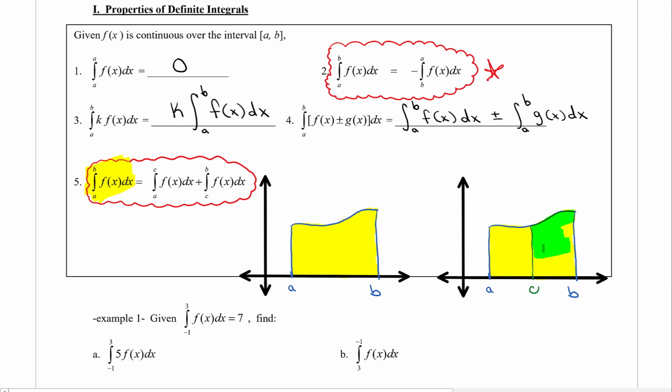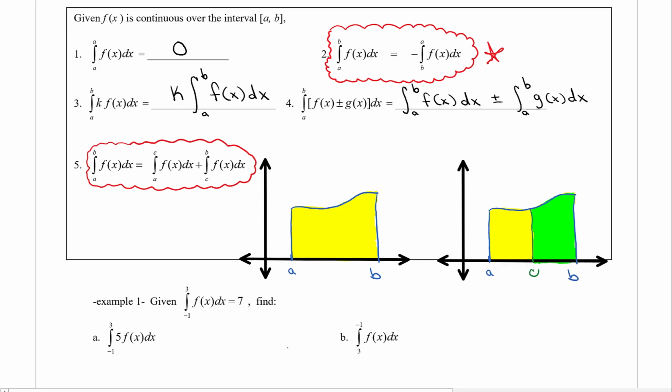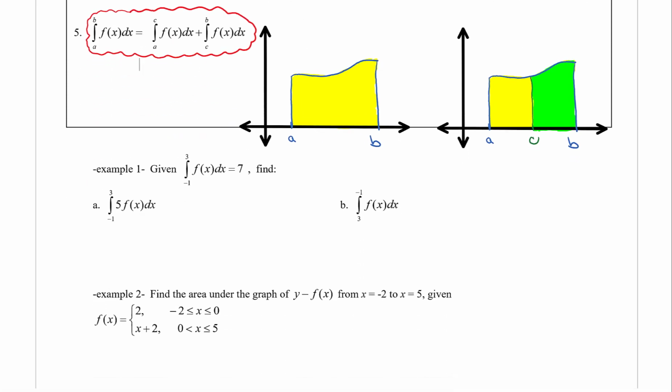I'm going to color in the region from C to B in green, so that you can see that if I were to add the yellow region from A to C and then the green region from C to B, I would get that entire total area under the curve from A to B. So we can rewrite the definite integral from A to B of f of x dx as two separate integrals and add those up, and it will give us the exact same value.